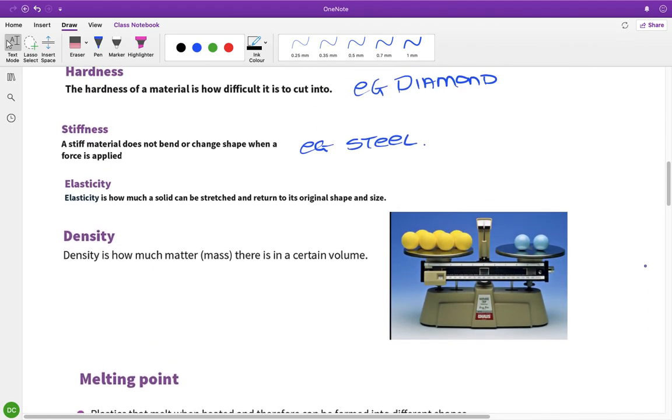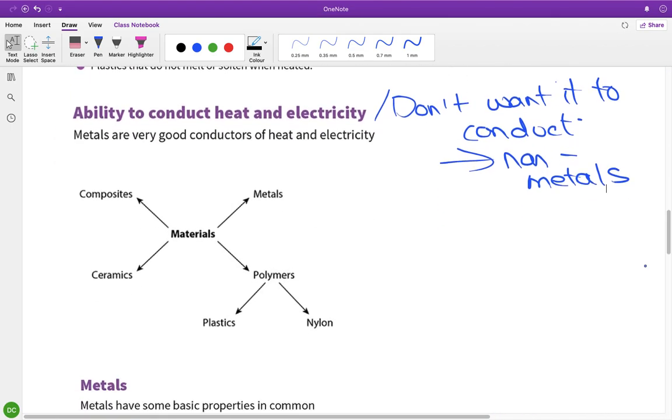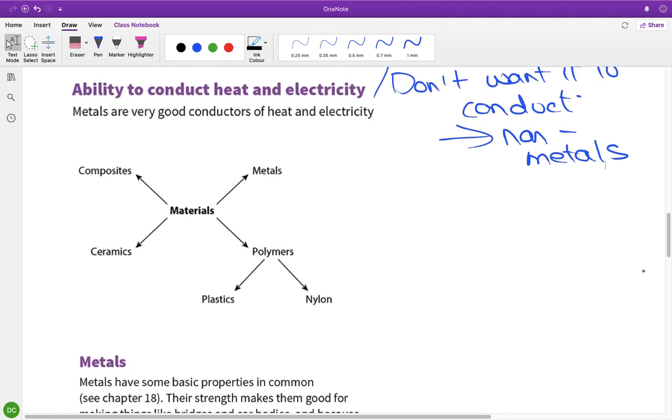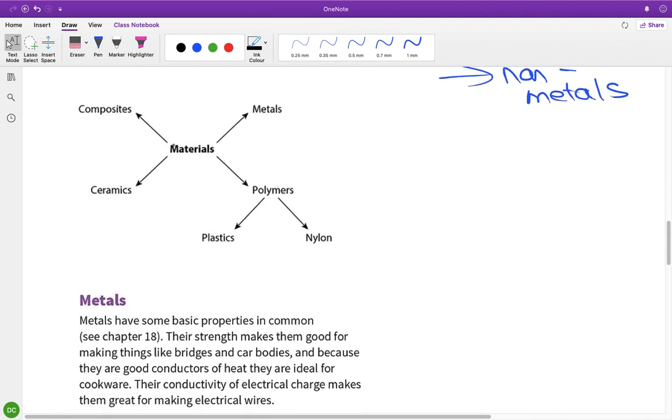Okay, so that's pretty much all of the different properties. And so we're just going to go on here and talk about some of the materials. We have the main four: composites, ceramics, metals, and polymers. And polymers are basically just plastics.